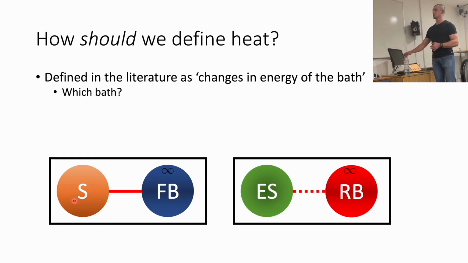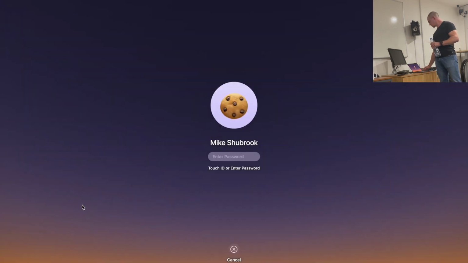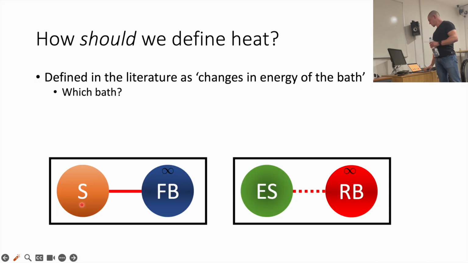Okay, so now we go back to the questions that we were asking at the start. How are we going to define heat? So first of all, the reaction coordinate does a couple of things. It lets us ask this question: which bath are you talking about when you say changes in the energy of the bath is heat? So is it changes in the energy of the full bath? Or is it changes in the energy of the residual bath?